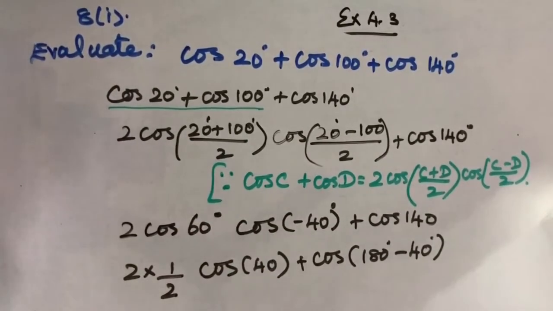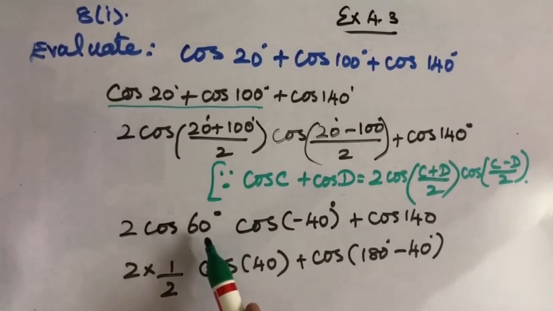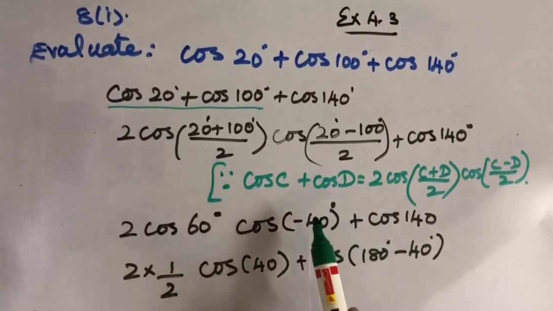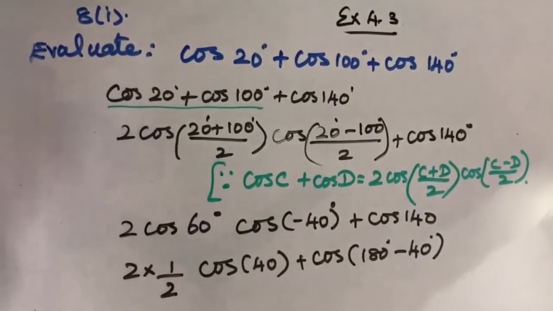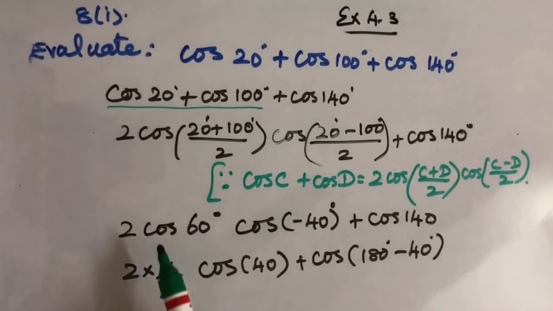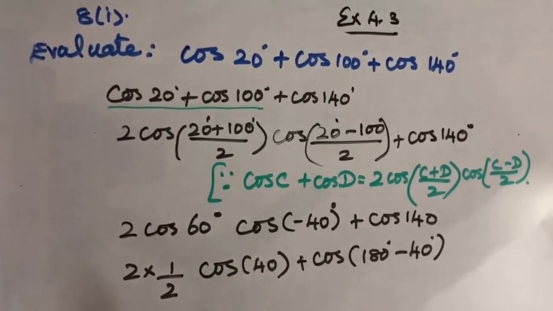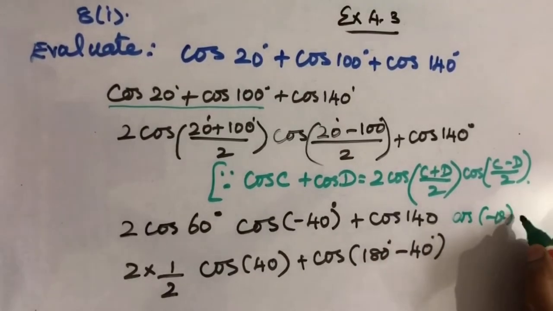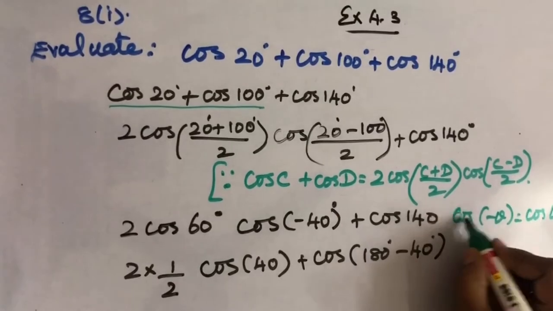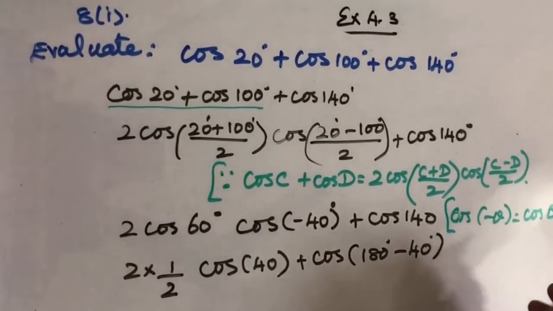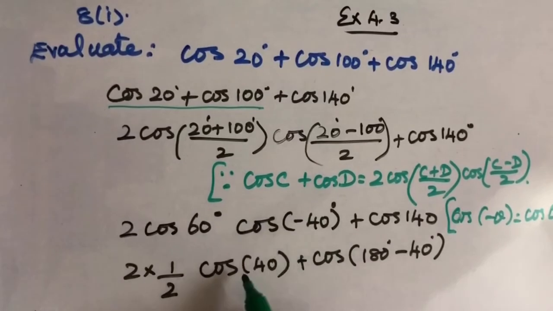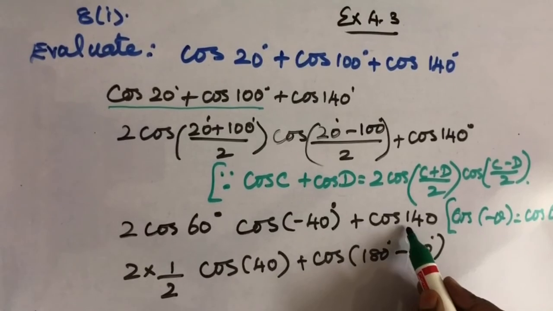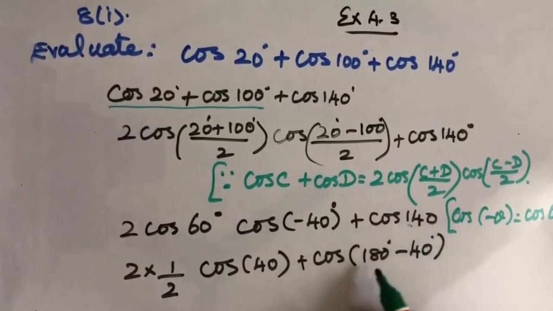20 plus 100 is 120, 120 divided by 2 is 60. 20 minus 100 is minus 80, minus 80 divided by 2 is minus 40, and cos 140 as it is. So, 2 into cos 60 is 1 by 2, cos of minus 40. Cos minus theta is equal to cos theta, since cos is an even function. So, cos minus 40 will become cos 40. Now, here we have cos 40. So, I am rewriting 140 as 180 minus 40.